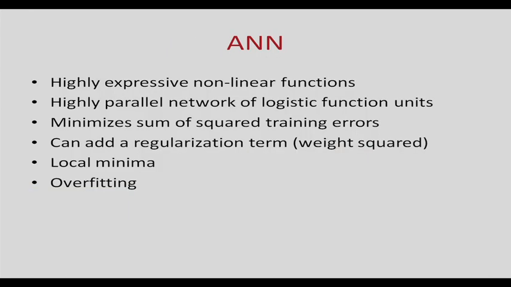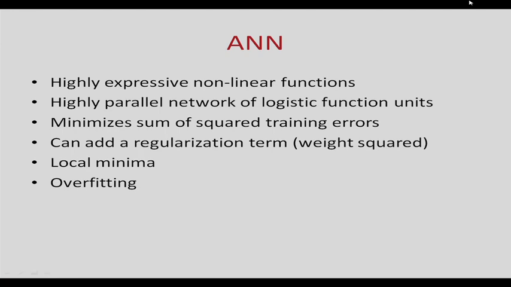So, in conclusion, we can say that artificial neural network lets you use highly expressive non-linear functions that can represent almost all functions. It comprises a parallel network of logistic function units, or other types of units are also possible. The principle works by minimizing the sum of squared training errors. There are also neural networks with other loss functions, but we will not talk about it in this class. Here we have looked at neural networks to minimize the root mean square error.